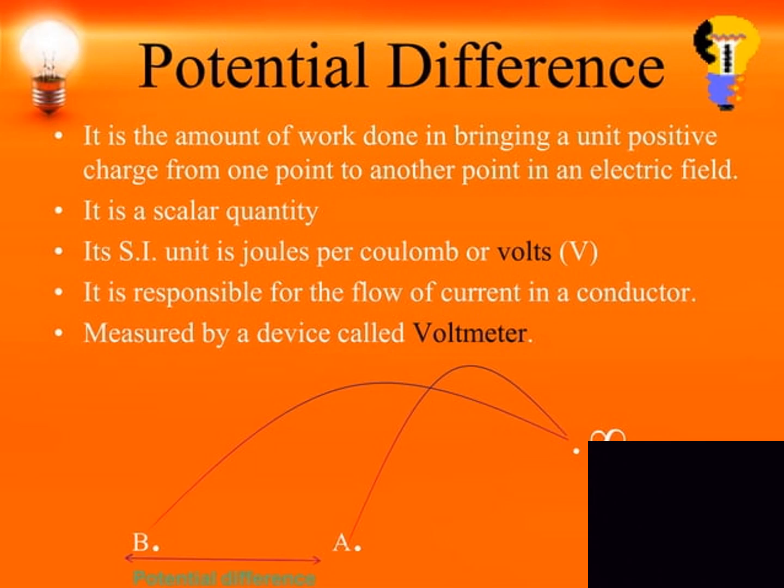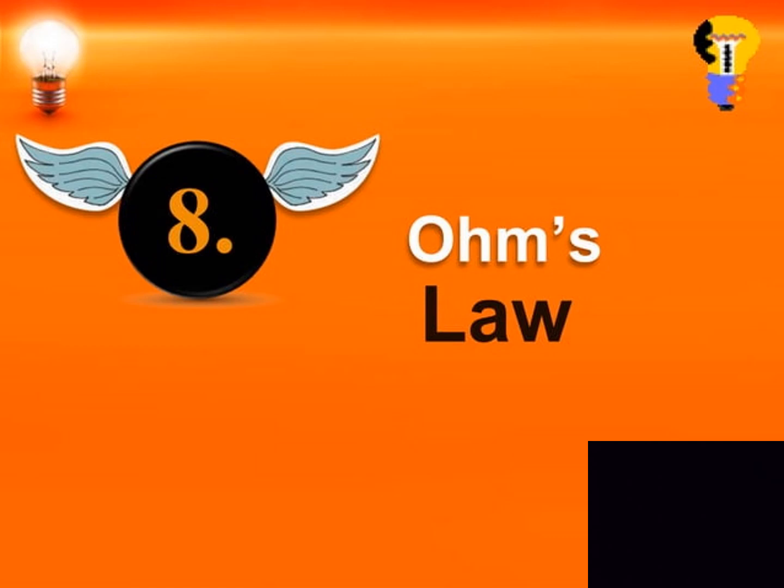It is responsible for the flow of current in a conductor and is measured by a device called a voltmeter. The current is measured with a device called an ammeter. Current is measured with an ammeter. Potential difference is measured with a voltmeter. Okay. And the next one is Ohm's law.